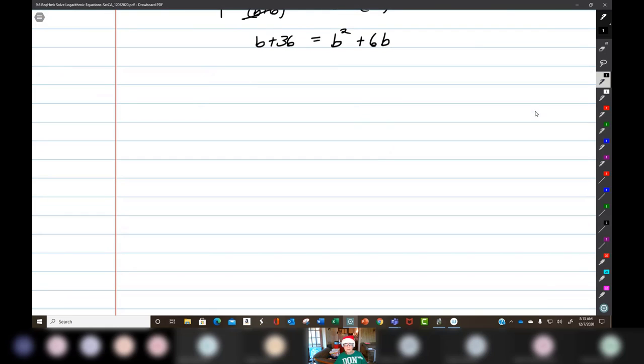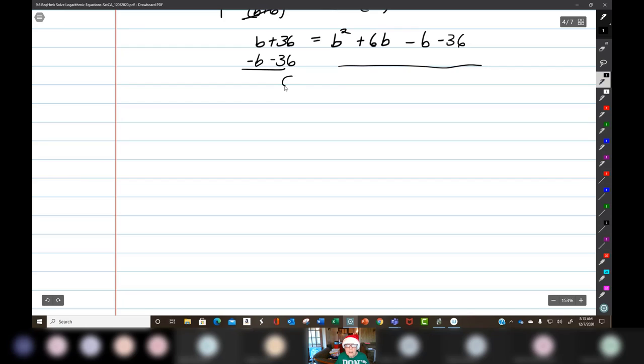Now it's a quadratic equation, so I have to pull everything over to the side where the B squared is positive. It's easier that way. Minus B, minus 36 from the left side, and minus B, minus 36 from the right side. That will give me 0 equals B squared. 6B minus 1B is 5B, so plus 5B, minus 36. And now if that's factorable, I'm going to factor, and it is.